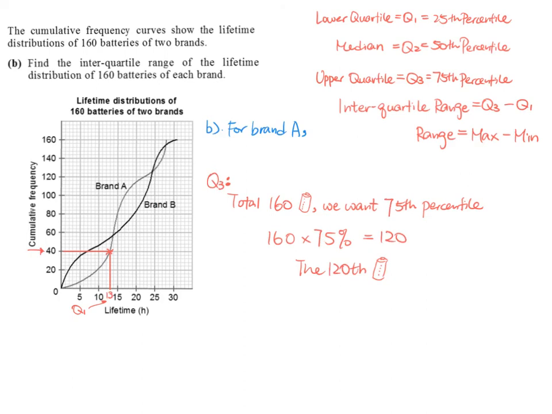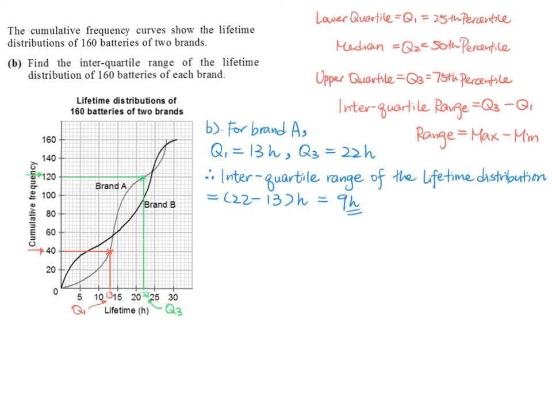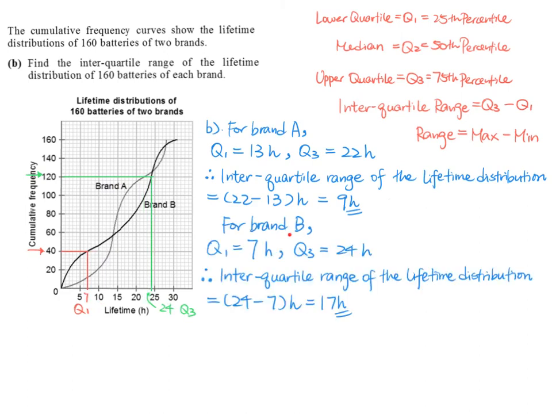Likewise, if I want to find Q3, I'm going to take 160 times 75%, that's 120, and I'm looking at the 120th battery, which is right here. And in this case, Q3 will be 22. And so the interquartile range of the lifetime distribution would be 22 minus 13, that is 9 hours for brand A. And so you do the same thing for brand B. Q1 would be 7 and Q3 would be 24. And so the interquartile range for brand B would be 17 hours.